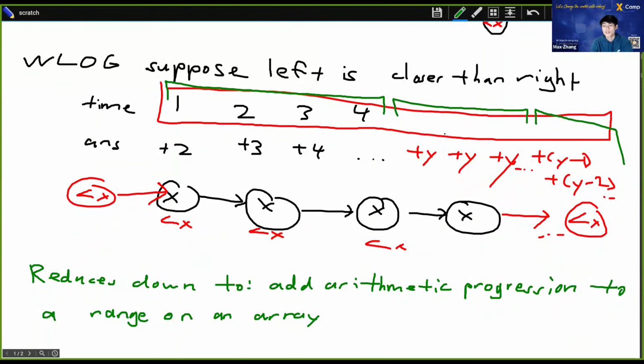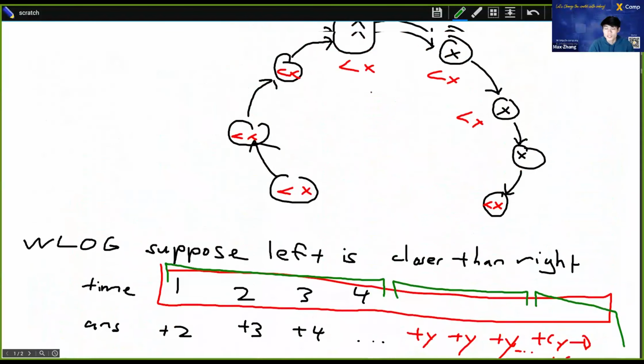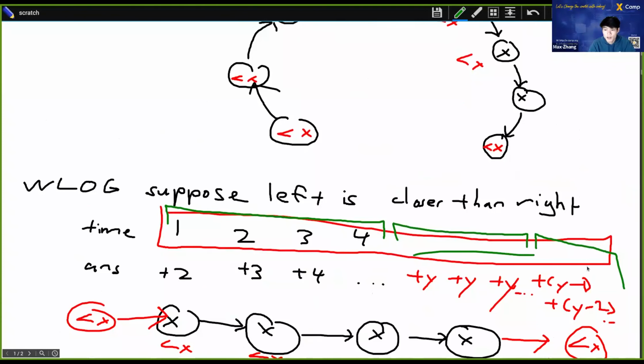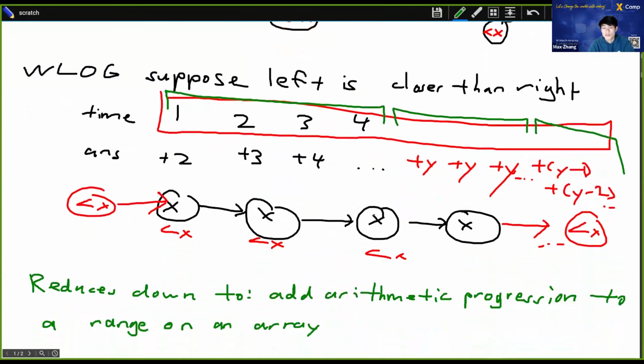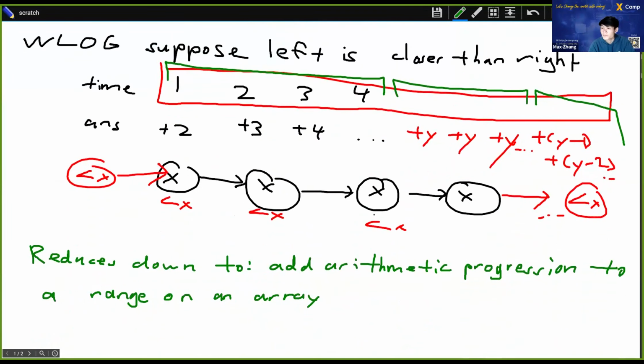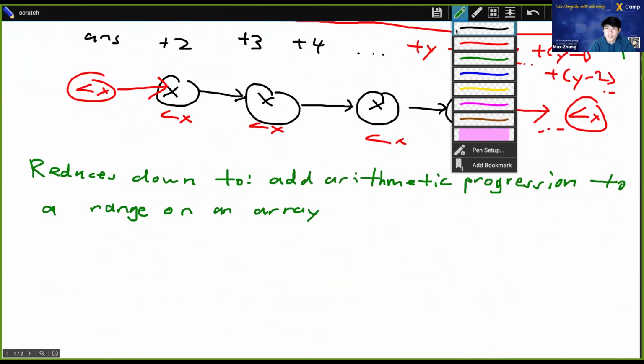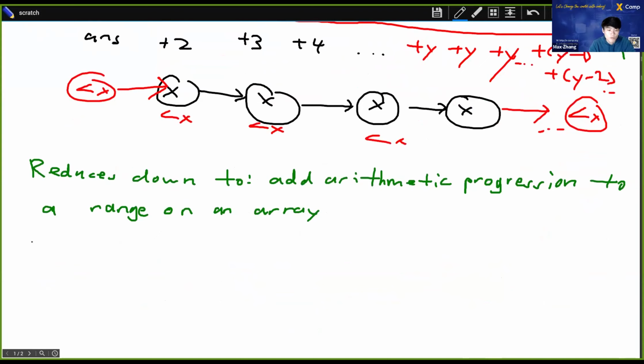Right? If we're able to do this, then we have solved the problem, because then each element's contribution to the answer is just going to be a sum of at most 3 different arithmetic progressions onto the answer array. So let's talk about how to do this subproblem: add an arithmetic progression to a range on an array. This actually turns out to be a classic problem that you can solve with prefix sums. So how do we do this?